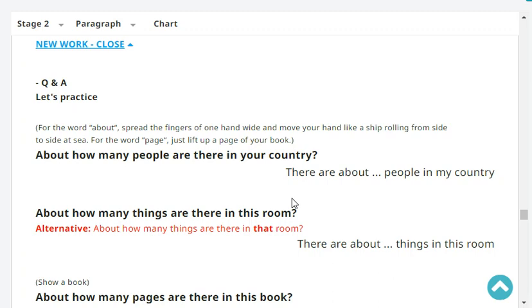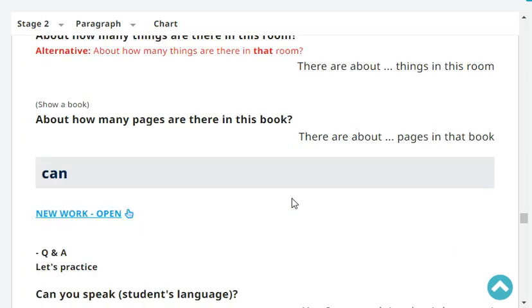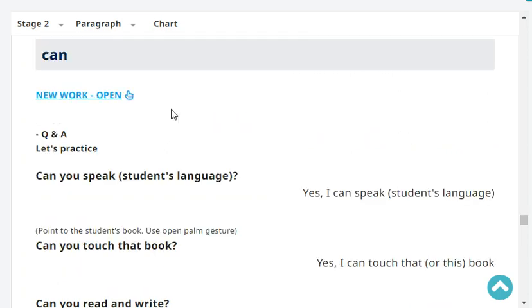About how many pages are there in this book? There are about 100 pages in that book. Pages in that book. Very good. Okay, next repeat.